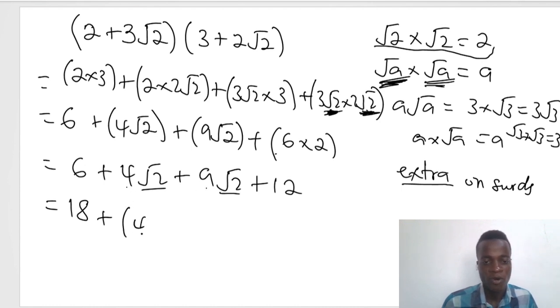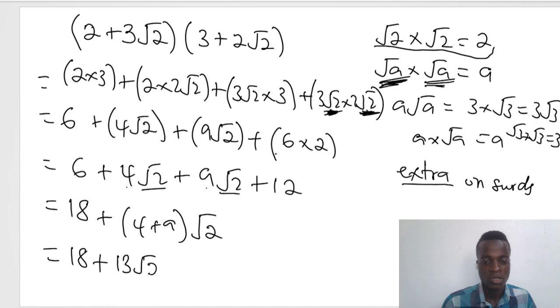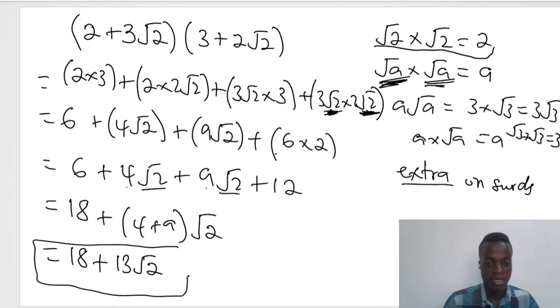So at the end of the day, you have 4 plus 9. Watch the previous video on these addition things. Then you have this. So at the end, you have 18 plus 13 root 2. This is what we have for this expansion. And from here, you can see that you cannot further simplify it. And that's the final answer that we have for that expansion.